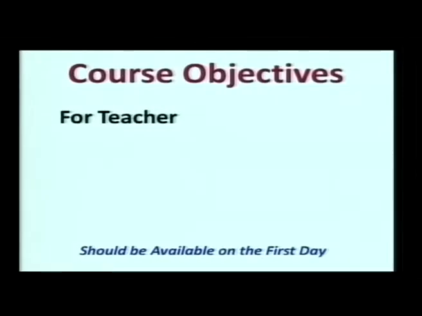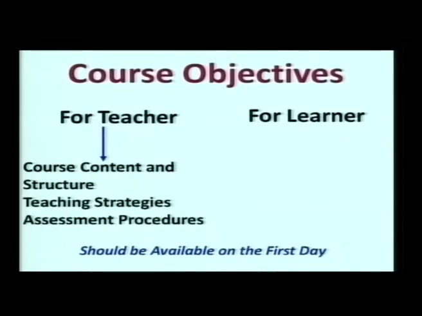Second is your course objectives. Course objectives can be for a teacher. Course objectives can be for the learners. So for a teacher, what will be the course objectives? First point is your course content and the structure. The second important point for the teacher to decide or to find out is what are the different teaching strategies?